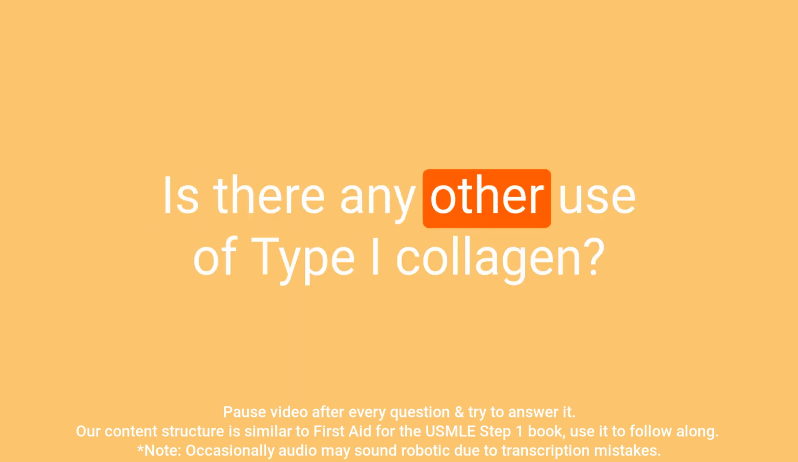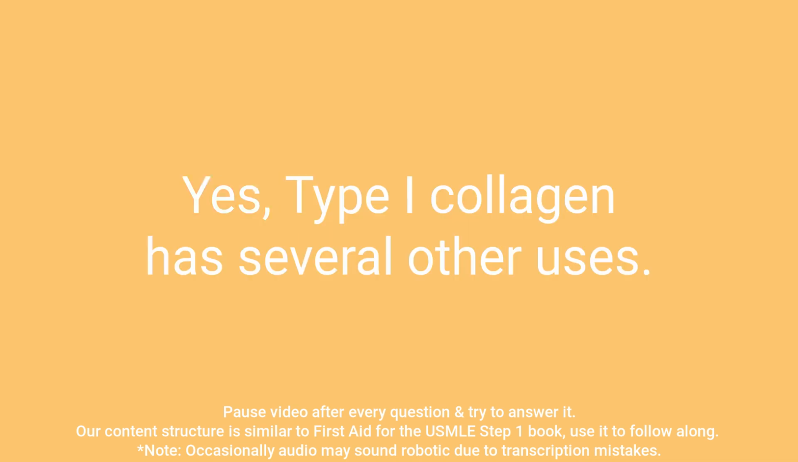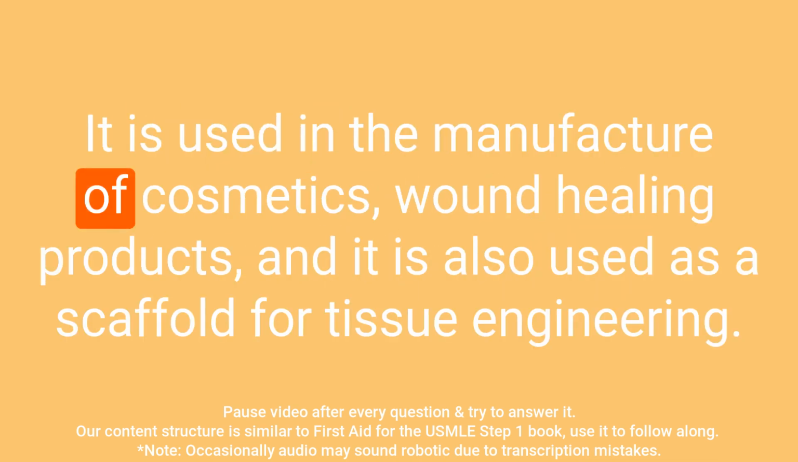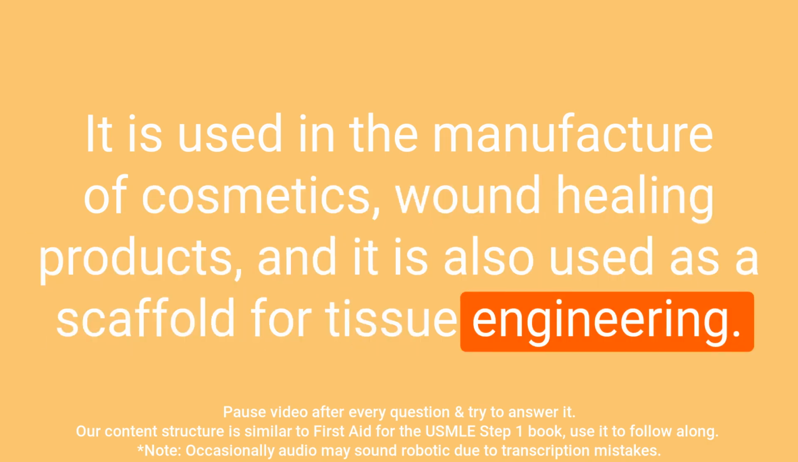Question: is there any other use of type I collagen? Answer: yes, type I collagen has several other uses. It is used in the manufacture of cosmetics, wound healing products, and it is also used as a scaffold for tissue engineering.